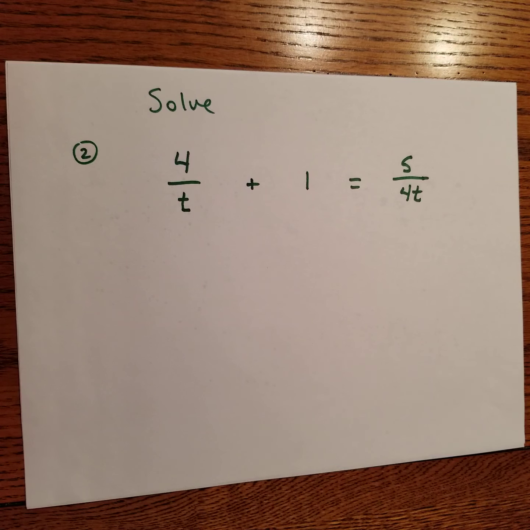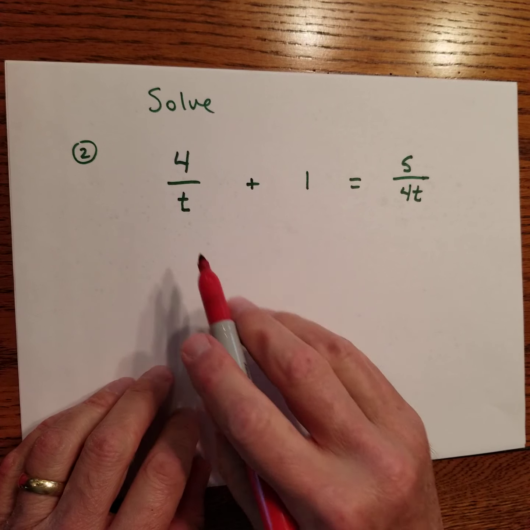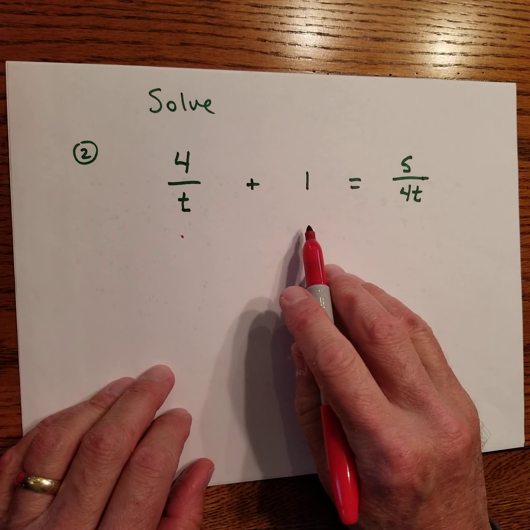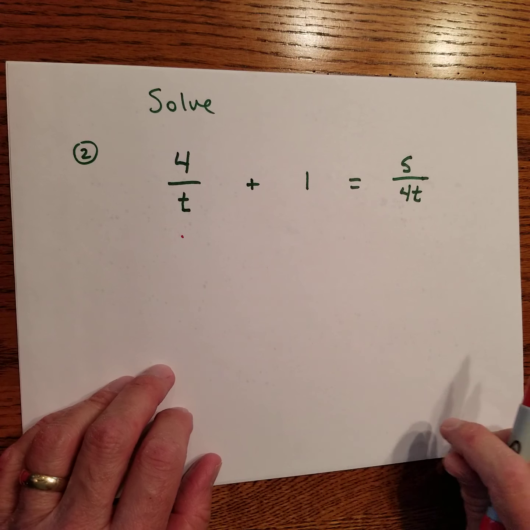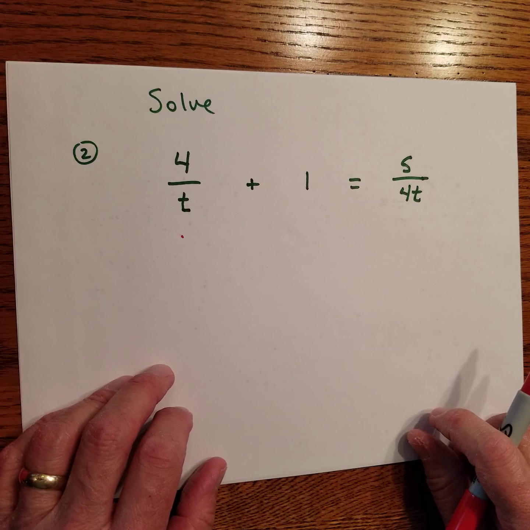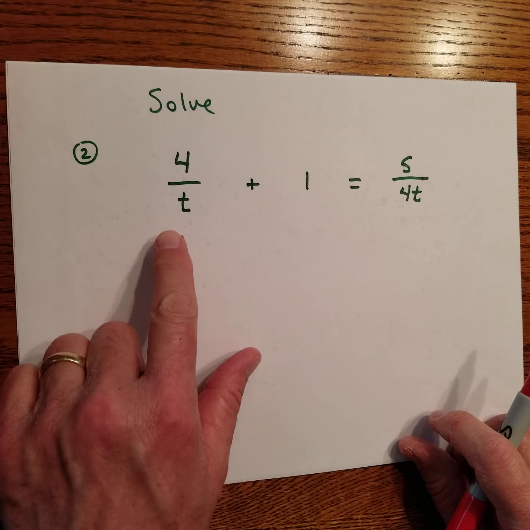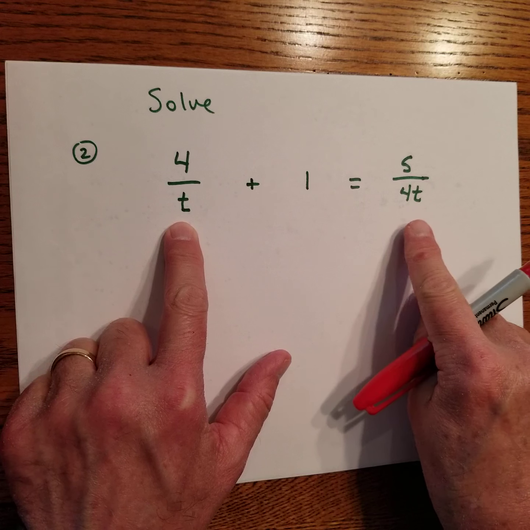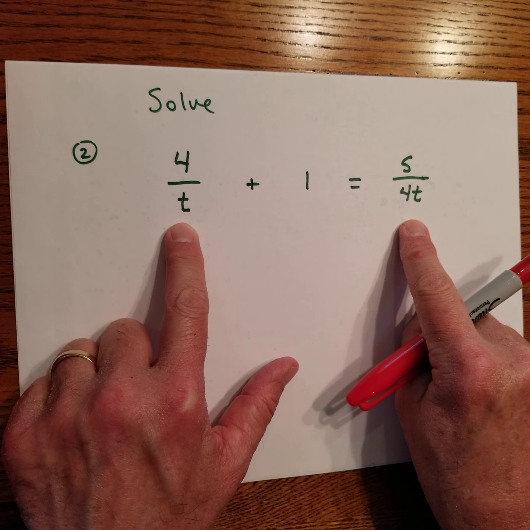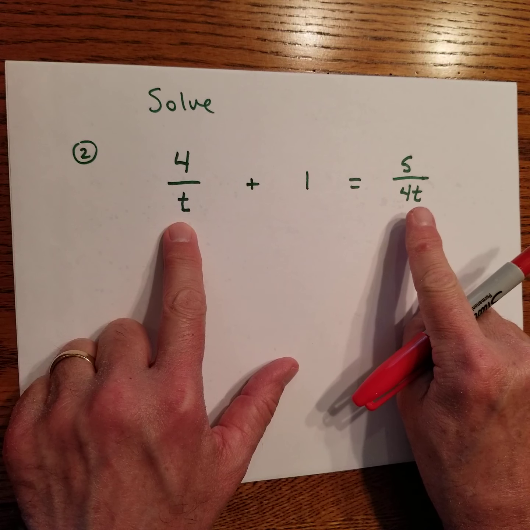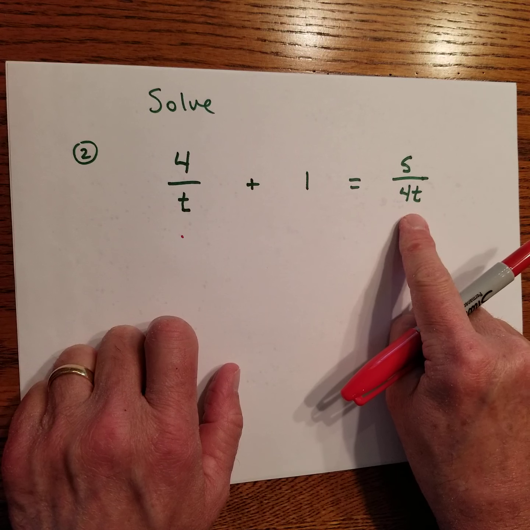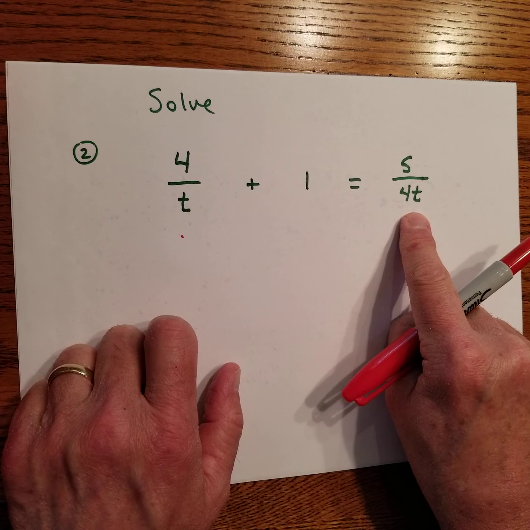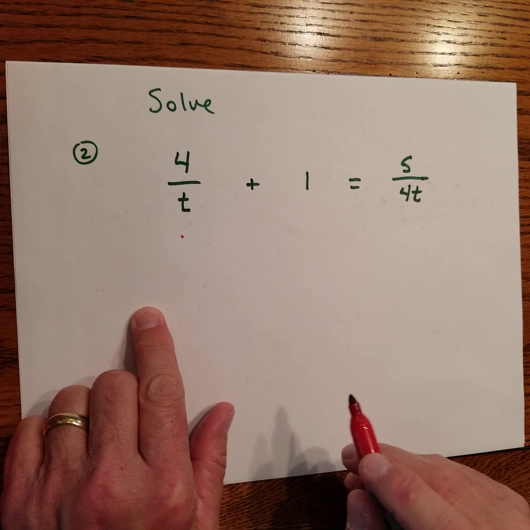Let's try another example. Again, I have an equation, but there are fractions. When that happens, we like to multiply everything on the left side and everything on the right side by the least common denominator. Well, this denominator has a t, this denominator has a 4t. And since t divides evenly into 4t, we can use the larger one as the common denominator. I'll use 4t as my common denominator.